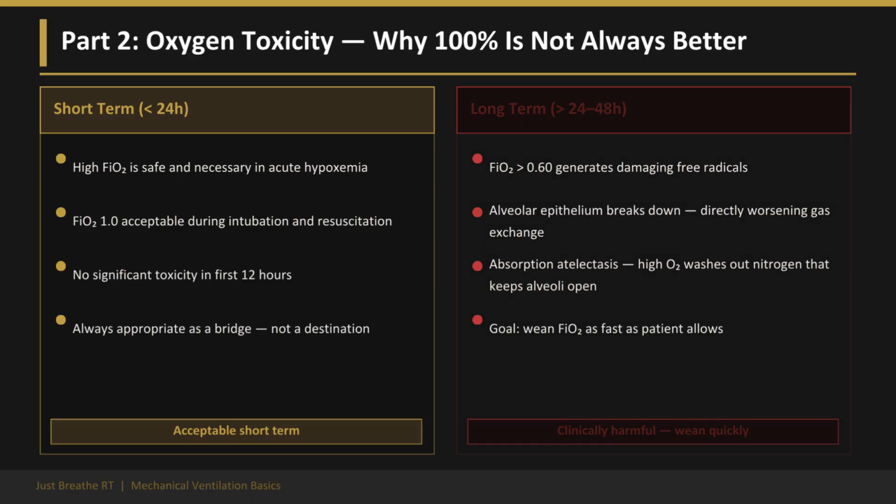How long is too long? The research suggests that FiO₂ above 0.60 for more than 24 hours carries measurable risk. FiO₂ of 1.0 can begin causing damage in as little as 12 hours in some patients. So the instinct to crank the oxygen to 100% and walk away feeling like you did something, that is not a plan. That is a delay. The clinical goal is this. Use the minimum FiO₂ necessary to achieve your target oxygenation and get it down as quickly as the patient's condition allows. And your partner in doing that is PEEP.